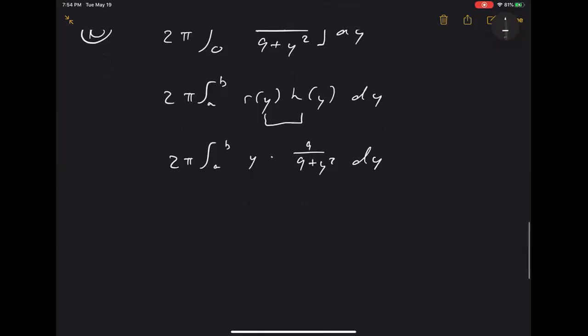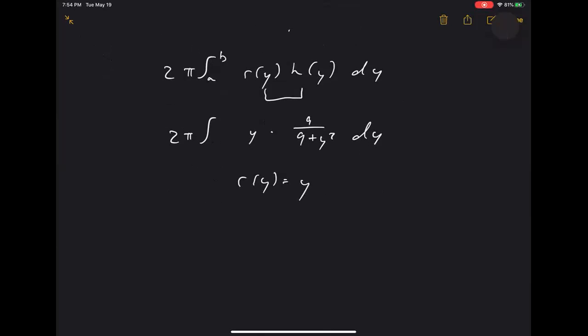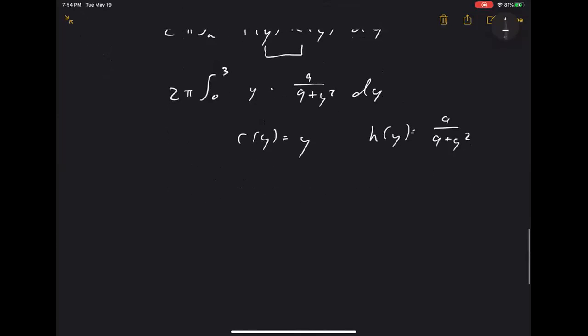Well, now it's looking like my radius is y, from 0 to 3, and my height is 9 over 9 plus y squared. So what does my region look like? If I'm integrating from 0 to 3, that means my object is going to range over this. That's half my object, and then the other half, maybe it's up here, but more likely it's probably down here, right? So maybe the other half of my object is there.